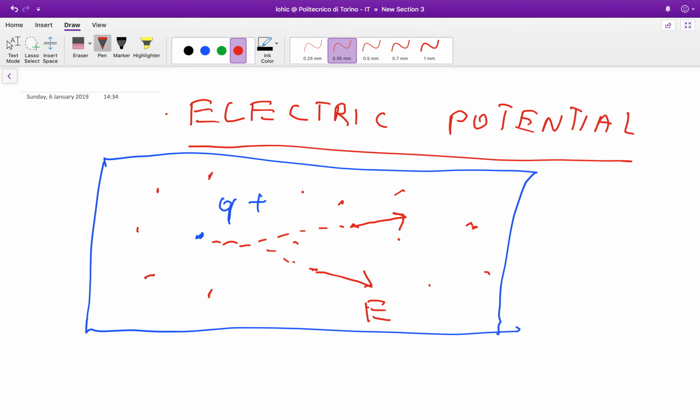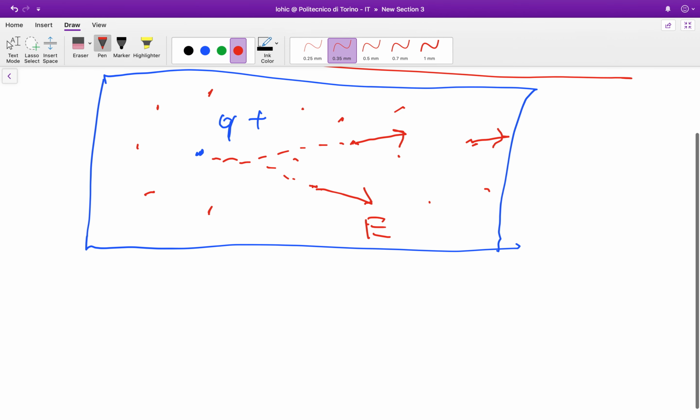The further you go, the less important the field becomes. If you go very far from the charge, the field becomes less important. Is that clear? So how do I say less important? It means that the magnitude of the arrow is less important. So at every point we have a field.